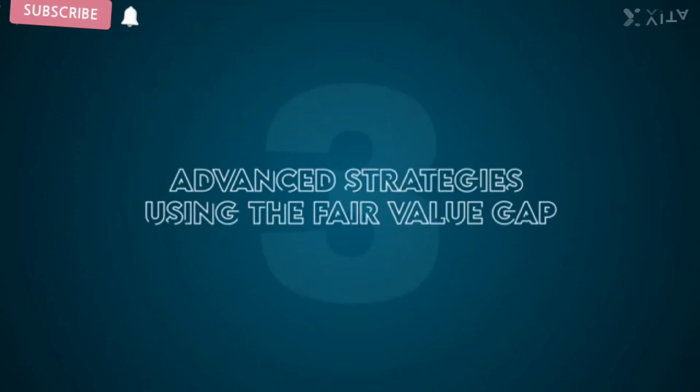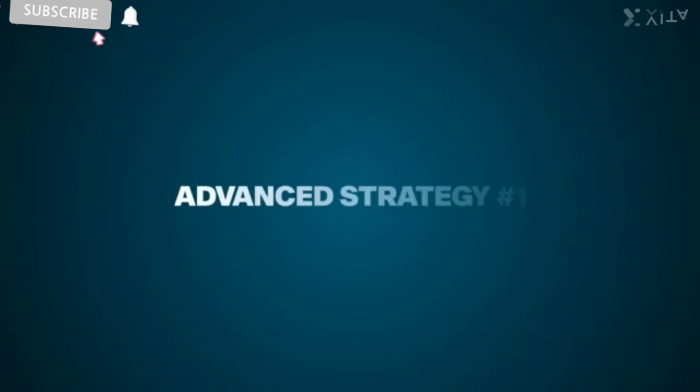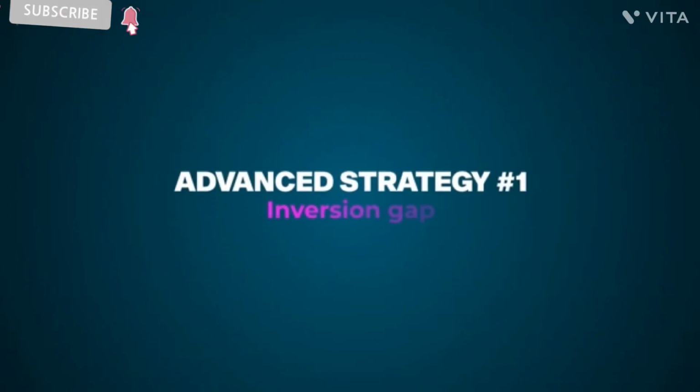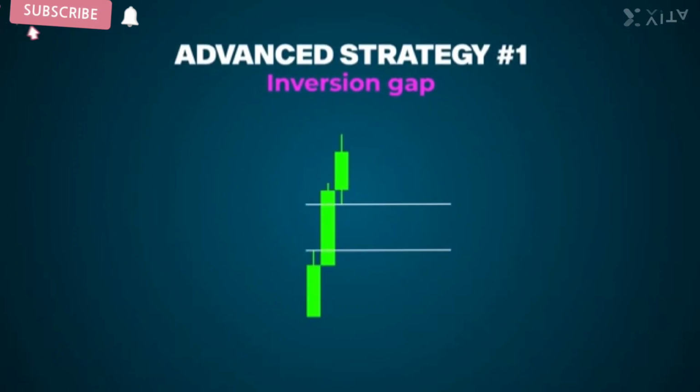Now, I want to share the 3 advanced strategies using the fair value gaps that I use to get consistent profits. Now let's move on to advanced strategy number 1. The first strategy is called inversion gap, which is a type of fair value gap that has been previously broken.